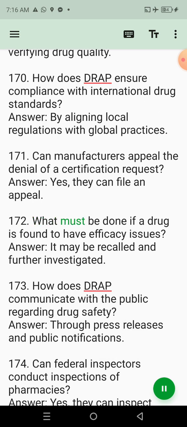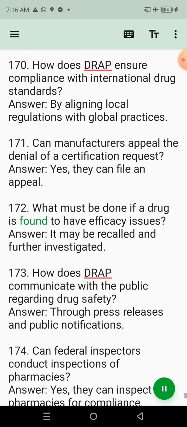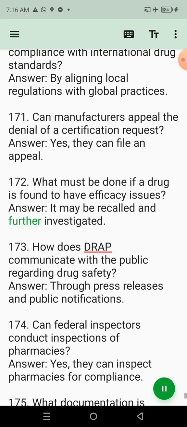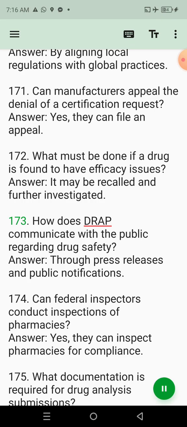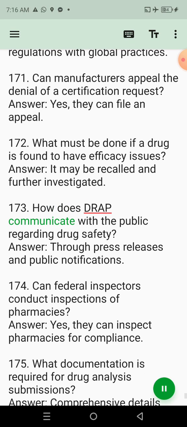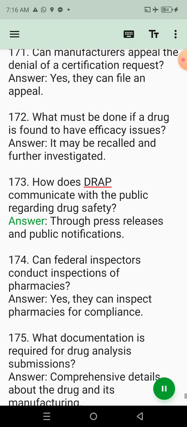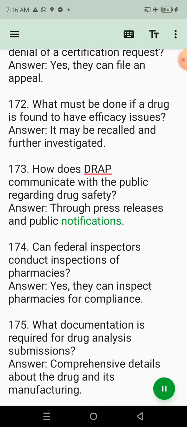172. What must be done if a drug is found to have efficacy issues? Answer: it may be recalled and further investigated. 173. How does DRAP communicate with the public regarding drug safety? Answer: through press releases and public notifications.